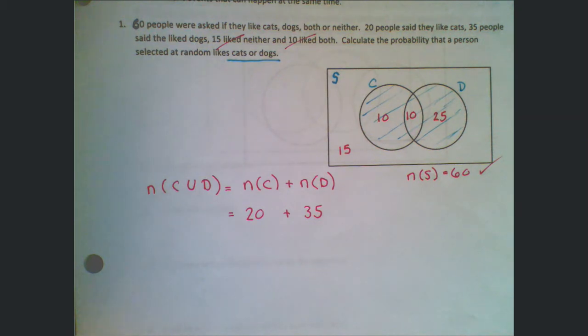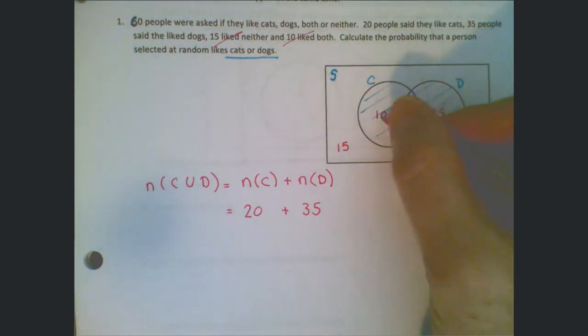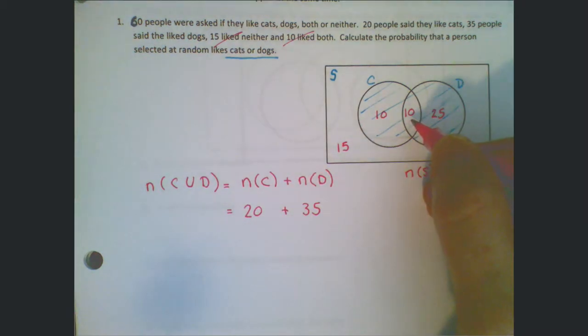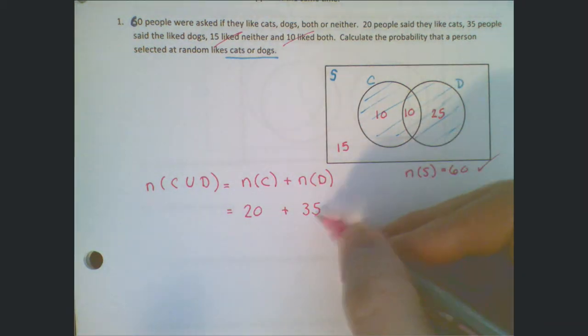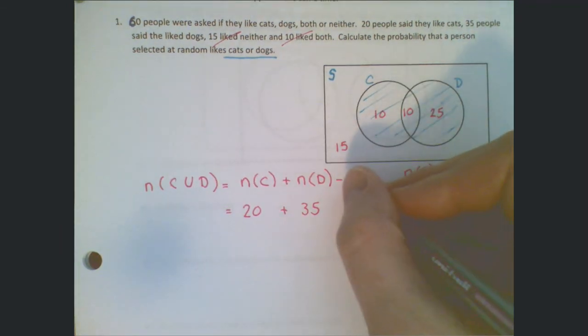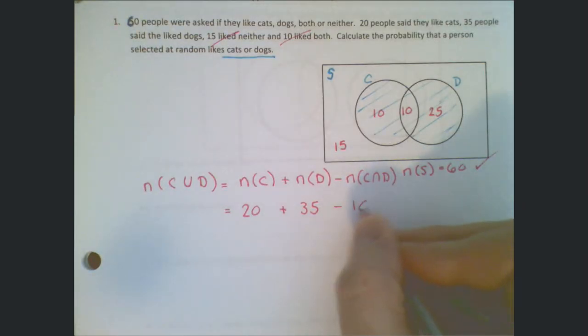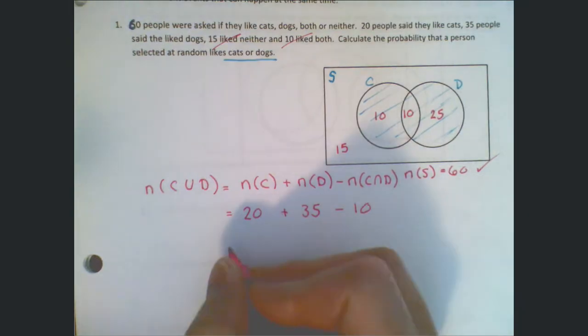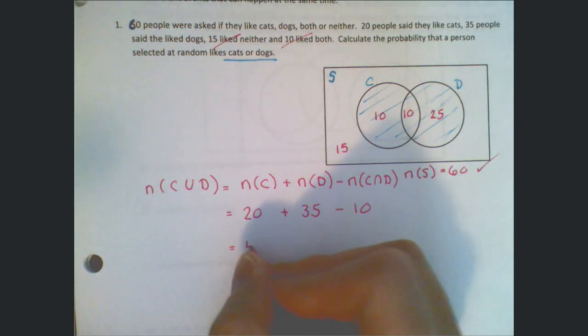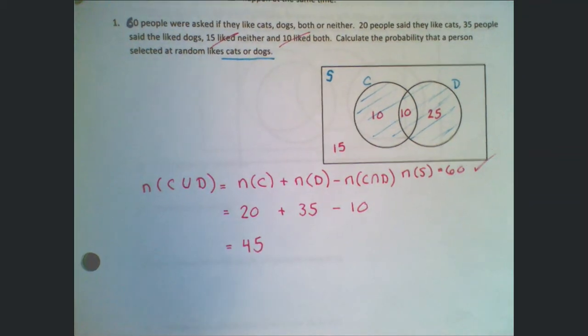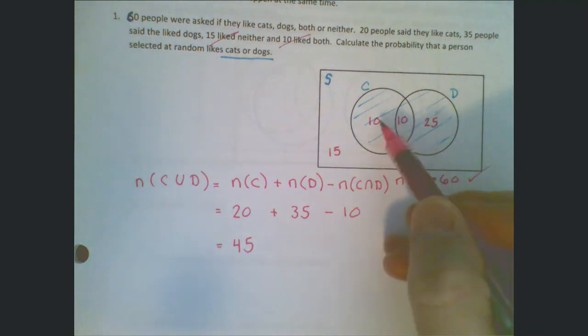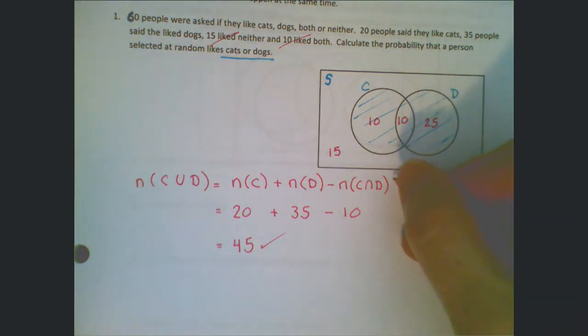That would be 55 people out of the 60, but there's 15 that like neither, so we know we've done something wrong. And the thing we've done wrong here is that we've double counted this 10, right? You can see that we went 10 and 10 to get 20, 25 and 10 to get 35. So because we double counted, we have to subtract off the intersection of cats and dogs. So we subtract one of the 10s off, and what we end up with is 55 minus 10 is 45. Another way to do it is simply just count them up: 25, 35, 45. Bam.